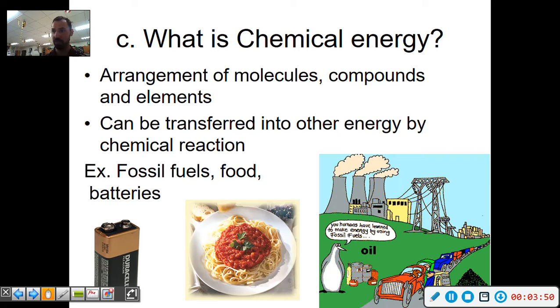Batteries. Okay, so you guys know batteries, obviously, like in your phones, same thing. So it's chemical energy because there's acid actually inside those batteries or elements that are giving off electrons, which therefore power your devices.